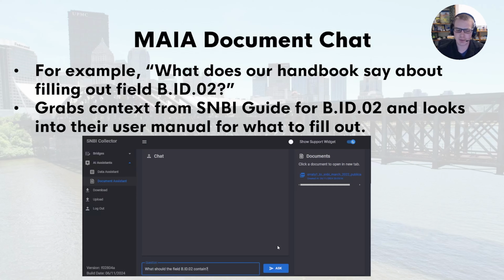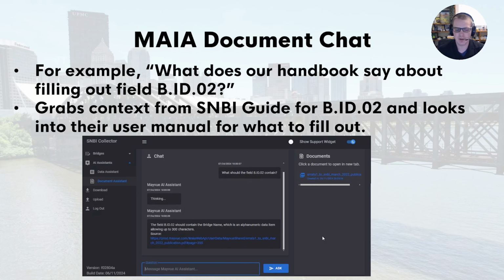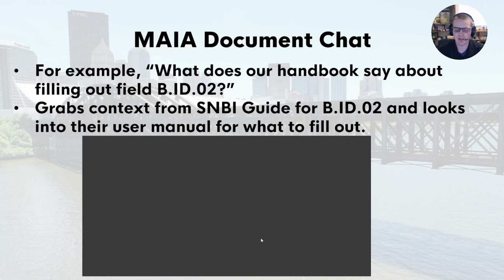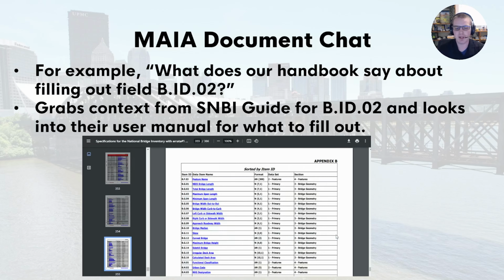So right now I'm typing in the question, what should the field BID02 contain? And then it's going to answer here, that should contain the bridge name. And then it's going to cite this source. I can click on this source and actually see where it got that information from in this document, so that way we can actually double check the answer.